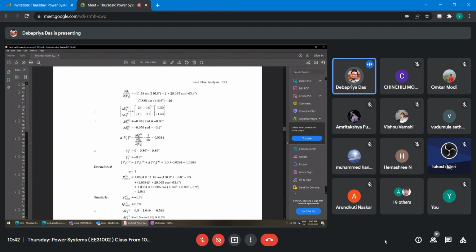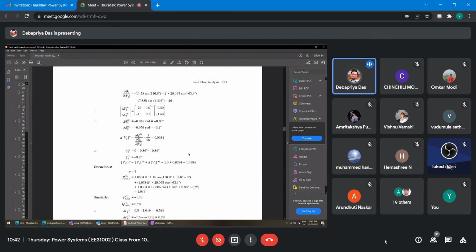So first you calculate the inverse of the matrix 26, minus 16, minus 16, 31, right? It is a symmetric matrix, take its inverse, and multiply into your delta P2 and delta P3, right? And therefore delta delta 2 is this much, delta delta 3 is this much. And for delta V2, it will be delta Q2, which is 0, upon this element, 26. So whatever it comes, it is 0.0384, right? And delta 2 first iteration will be 0 minus this one, delta 3 first iteration will be this much, and V2 first iteration will be this much, right?